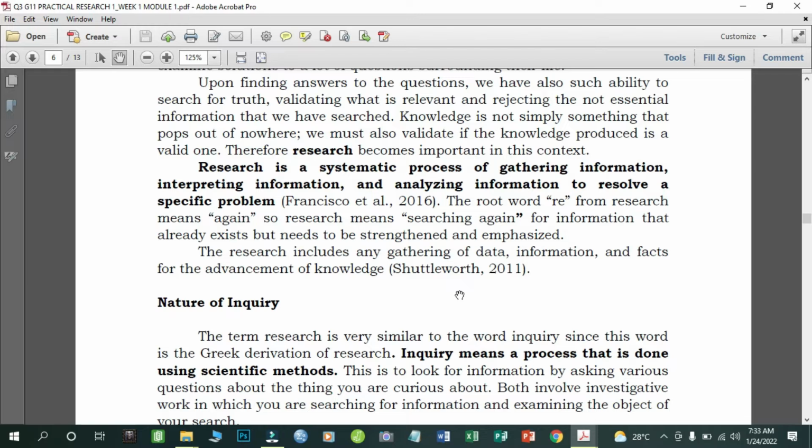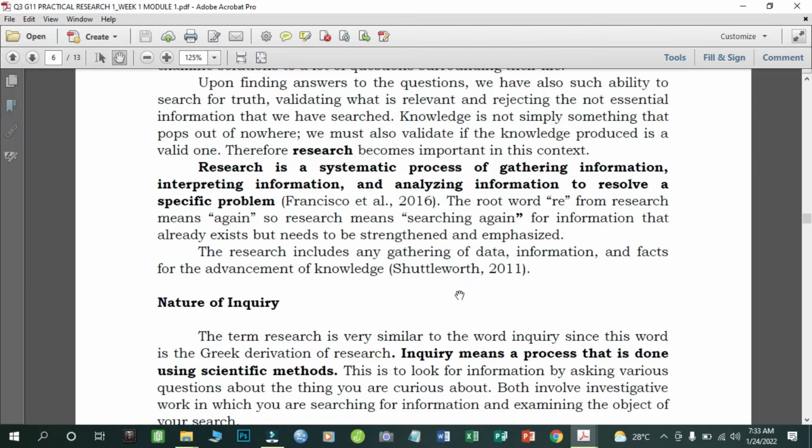So from the word research, you are already going to find answers to your inquiry based on your chosen topics. There is already a lot of information about the topic you have chosen. All you need to do is strengthen and emphasize that information to answer your inquiry. The research includes any gathering of data, information, and facts for the advancement of knowledge.